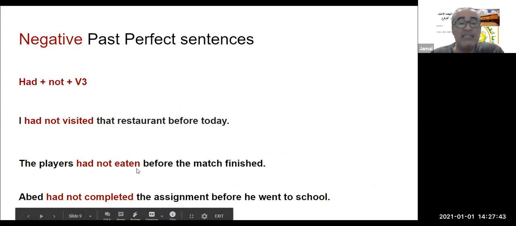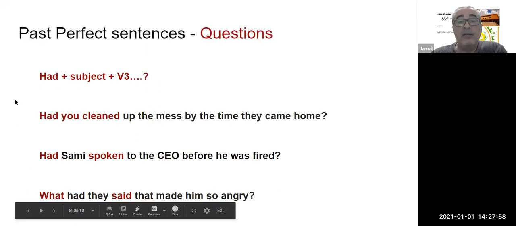The players had not eaten before the match finished. Abid had not completed the assignment before he went to school. Had not completed.